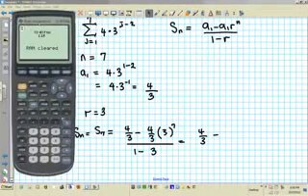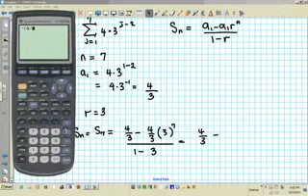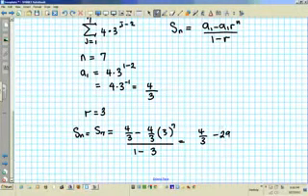So we have negative parenthesis 4 divided by 3 times 3 to the 7th power, and the answer is negative 2916. So we're going to have 4 thirds minus 2916, divided by 1 minus 3, which is negative 2.